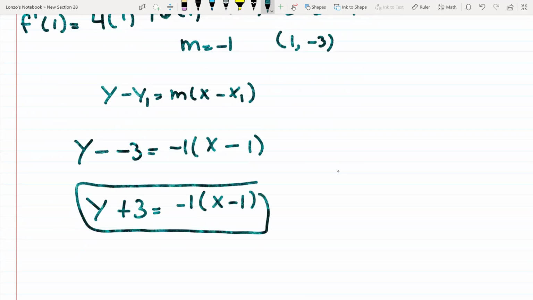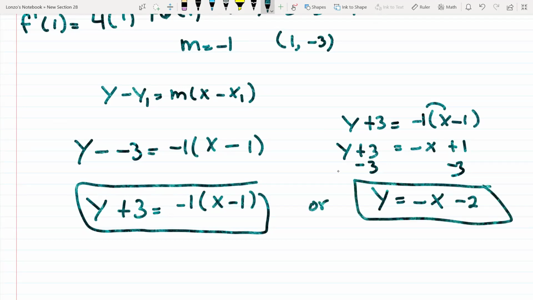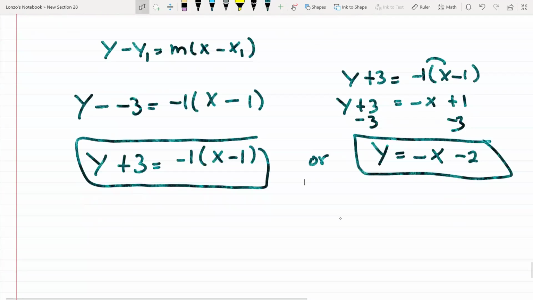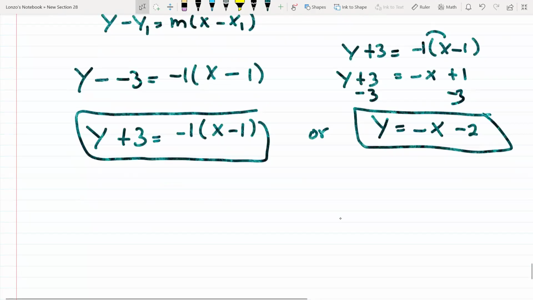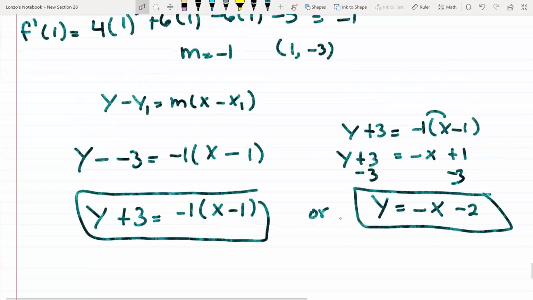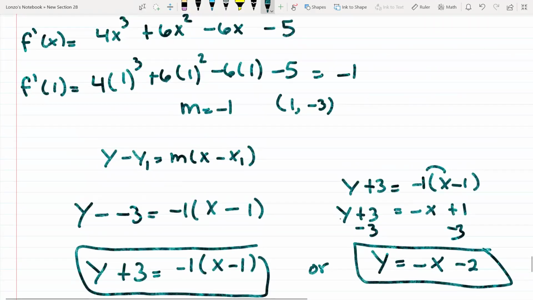If you want, you can solve for y, right? So x plus 1, solve for y. 1 plus negative 3 is negative 2. Okay, so either form is fine. Either way works. Okay, so yeah, we'll do the other ones in a different video, because now we still have to do normal. And yeah, so stop here.